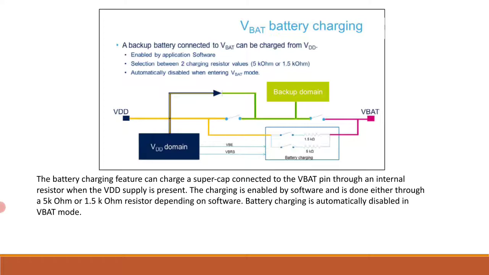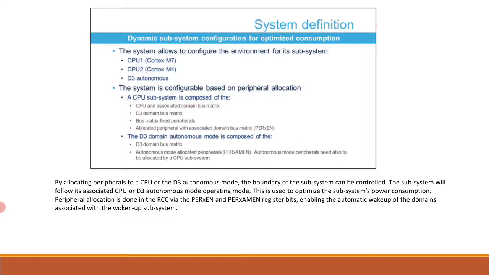And system definition, let's quickly move on to system definition. By allocating peripherals to a CPU or the D3 autonomous mode, the boundary of the subsystem can be controlled. The subsystem will follow its associated CPU or D3 autonomous mode operating mode. This is used to optimize the subsystem's power consumption. Peripheral allocation is done in RCC via the PERxEN and PERxAMEN register bits, enabling the automatic wake up of the domains associated with the woken-up subsystem.